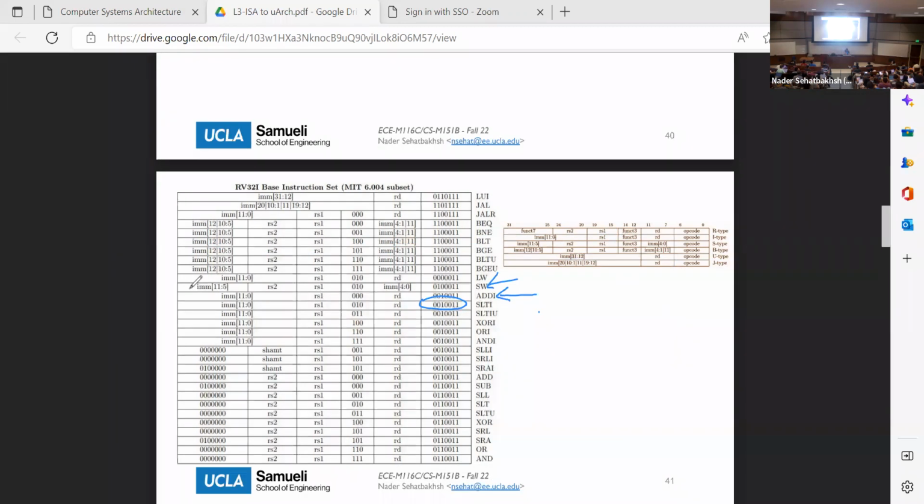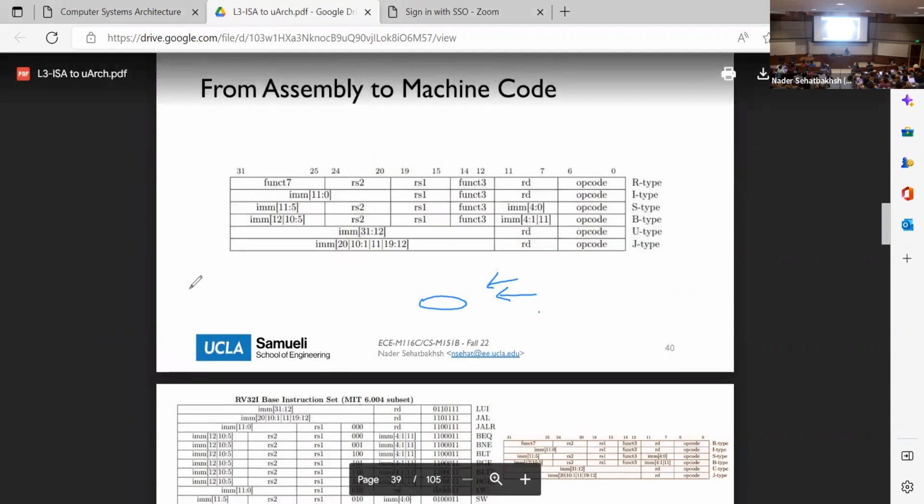For example, the opcode for AND is 0110011, okay? This is just a mapping. It could be any other number. It just has to be a one-to-one mapping, right? If AND is this number, no other instruction can be this number. That's very simple, okay? So that's what the opcode says.